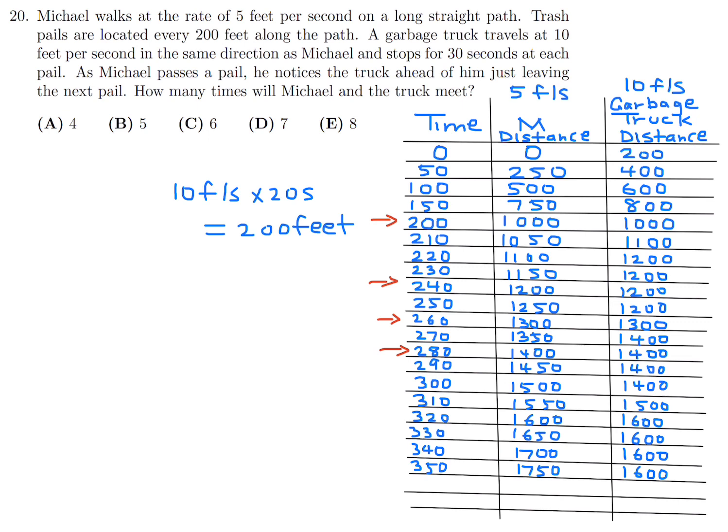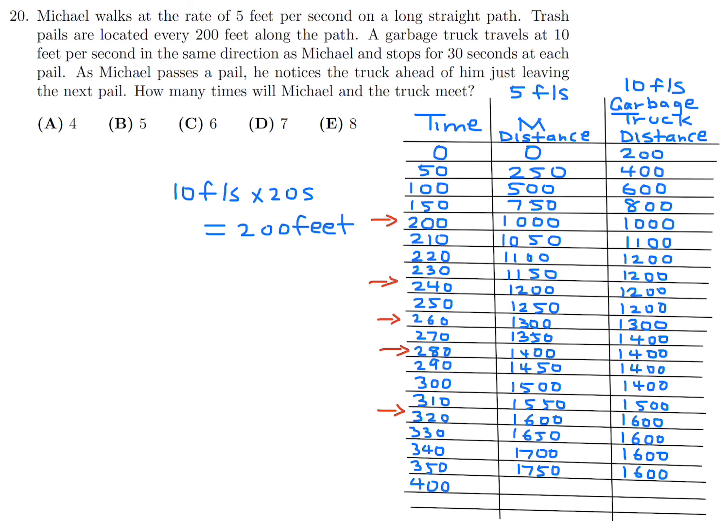Anything in common in this segment? And the answer is yes, right here. That's when they meet. Let's jump ahead. Now notice Michael is 150 feet ahead of the garbage truck, and I think that's it. The garbage truck is not going to catch Michael anymore.